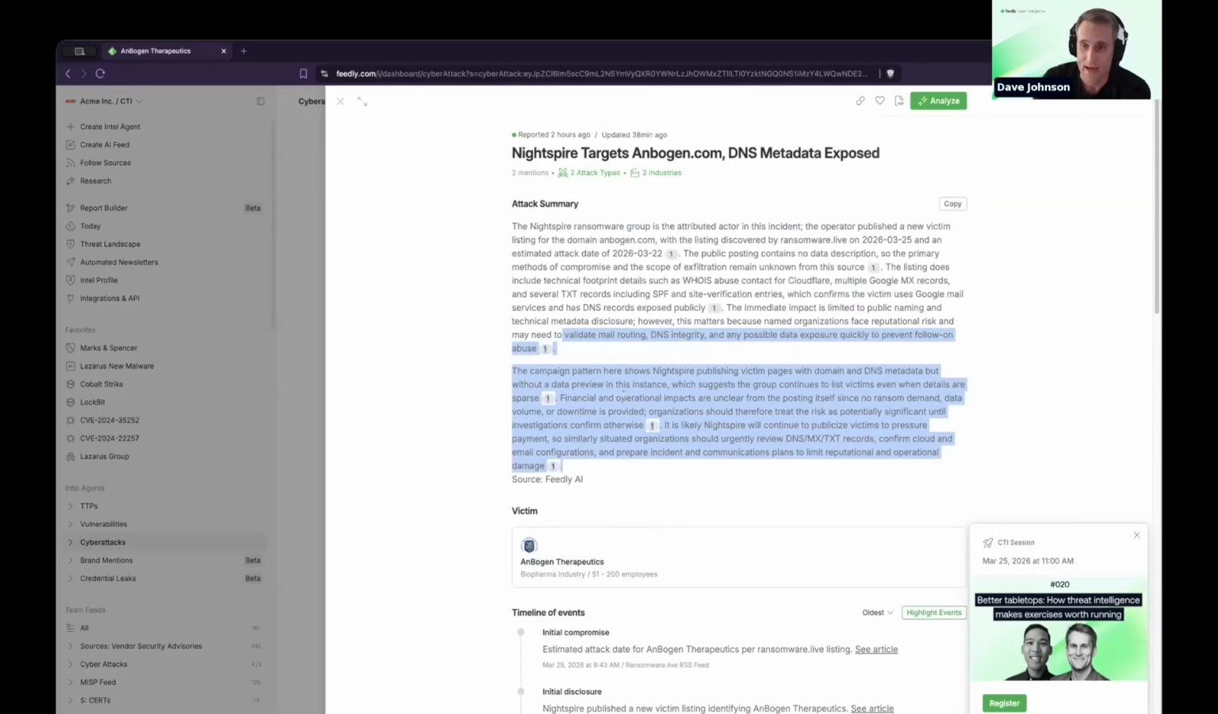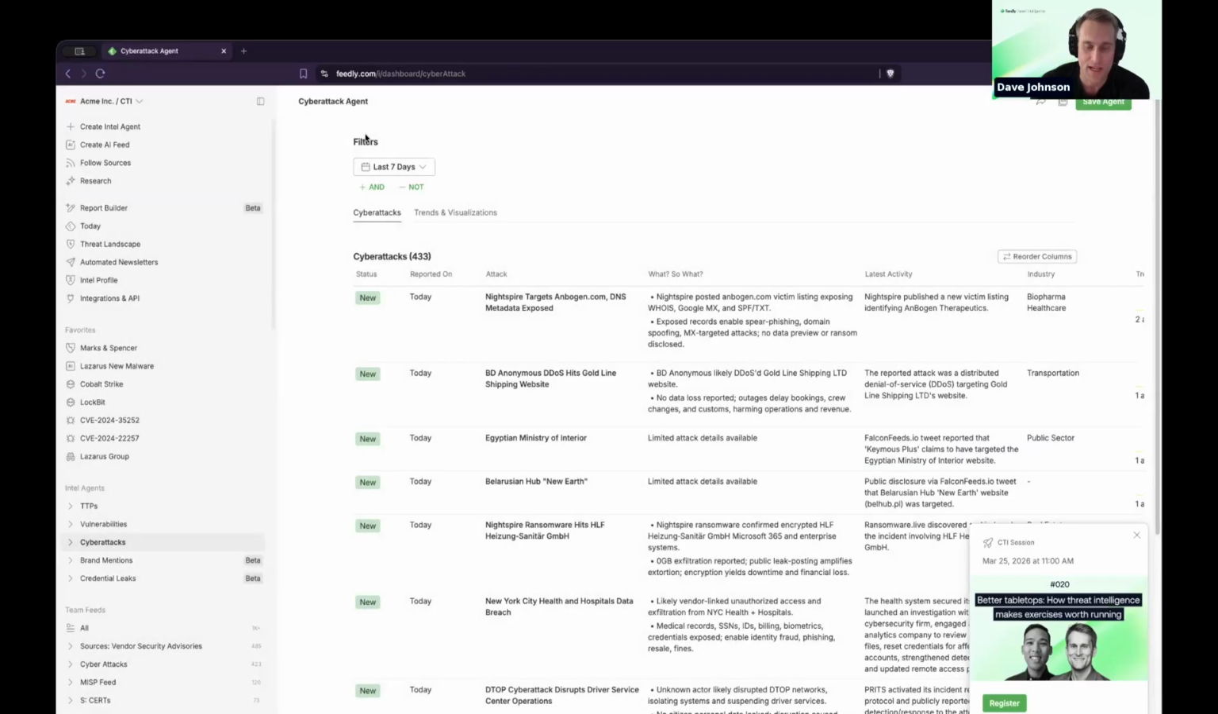I would have loved this back in the day, but now I'm on the vendor side of things, so I just have to sit back and watch. But I would definitely use this as a starting point for a tabletop exercise.